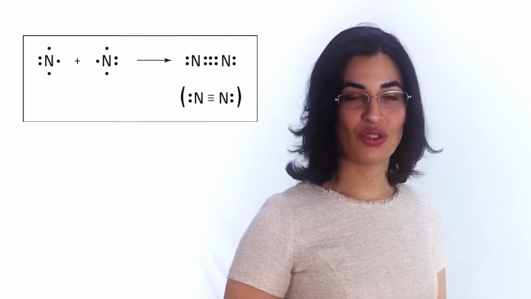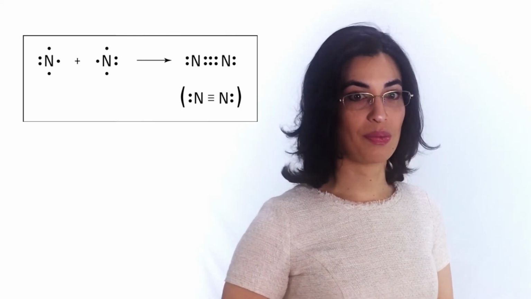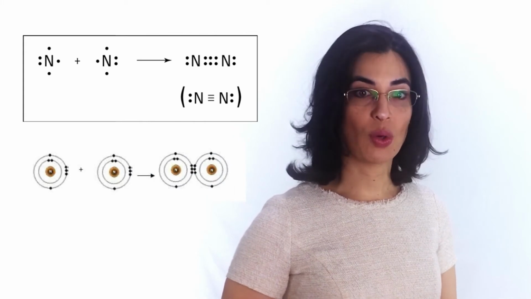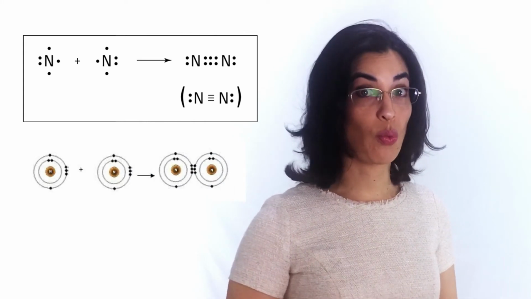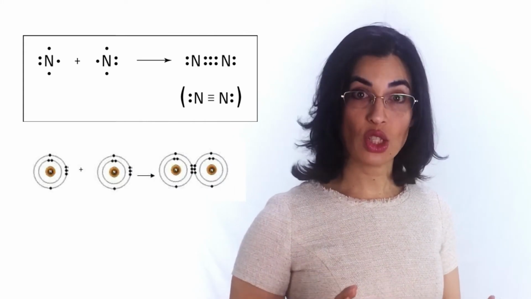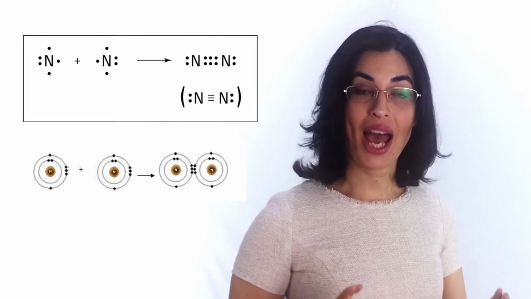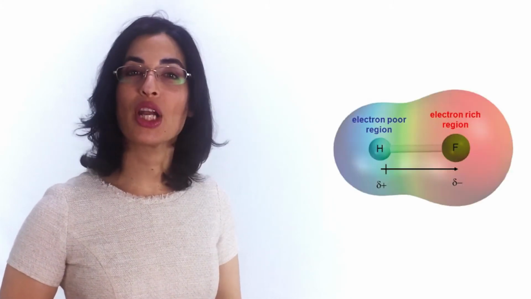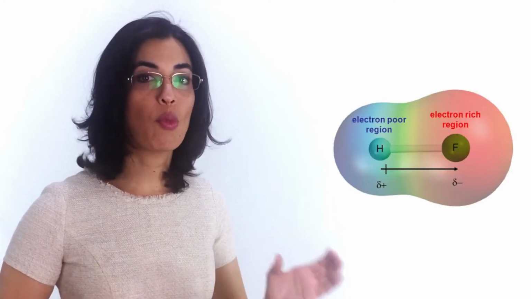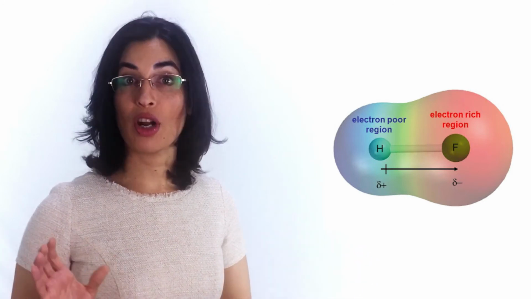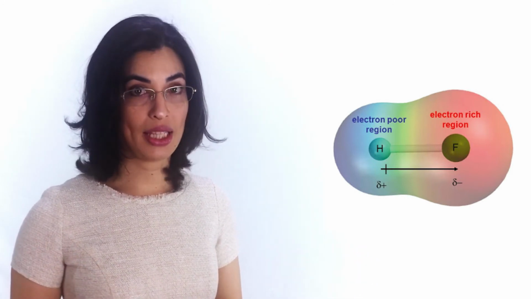In a triple bond, 3 pairs of electrons are shared between 2 atoms. Each nitrogen atom shares 3 valence electrons with the other. When 2 nitrogen atoms bond, they form a triple bond. Some molecules have unequal distribution of the charge, and one part of the molecule might be slightly more positive. Another part of the molecule might be slightly more negative.